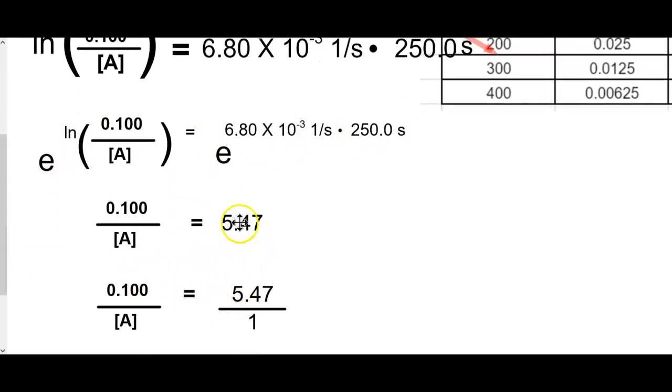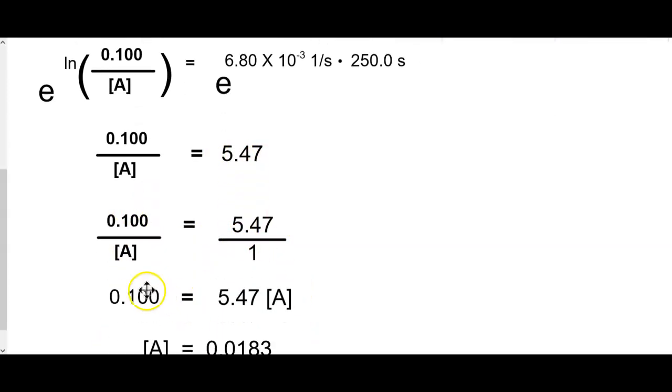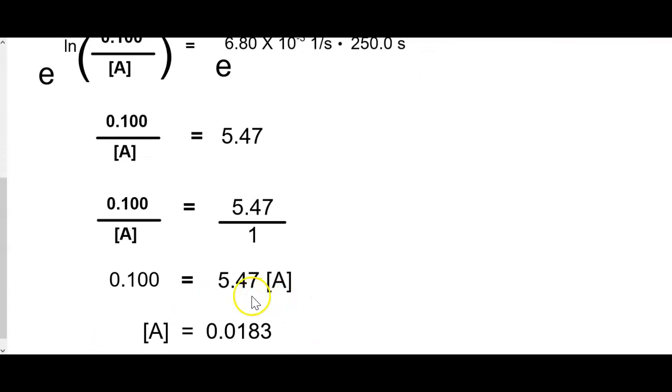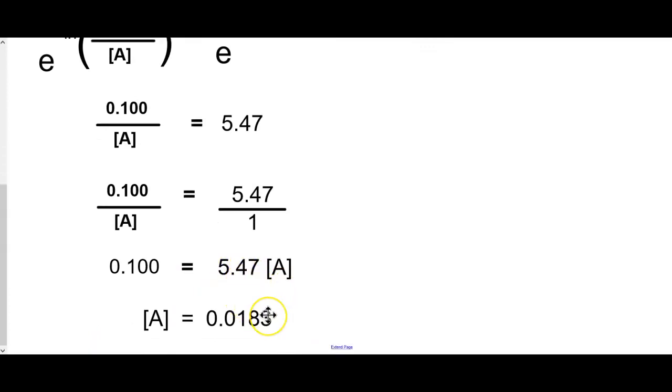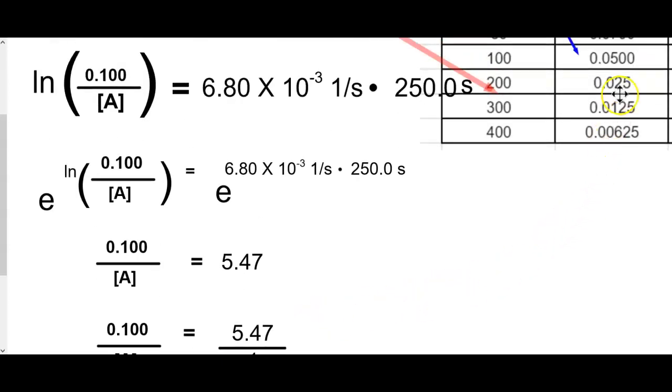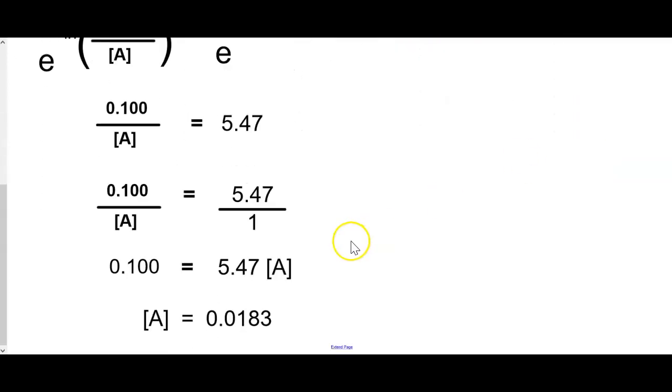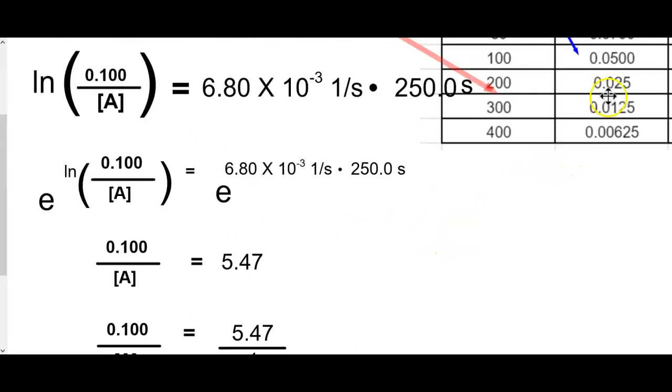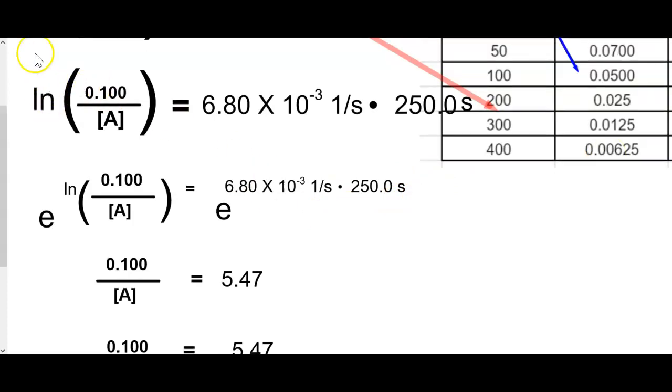Now I'm going to put this over 1, 5.47 over 1. I'm going to cross multiply. That's how I get this. Then I'm going to divide both sides by 5.47 to get my concentration: 0.0183. Let's check and see if that makes sense. Would it make sense that 0.0183 would fit in here? Yes, and then it's going to drop a little bit more and drop a little bit more. All right, on to the next example.